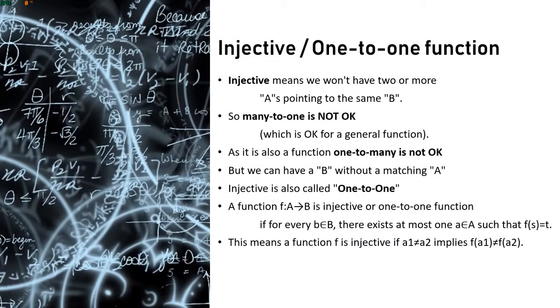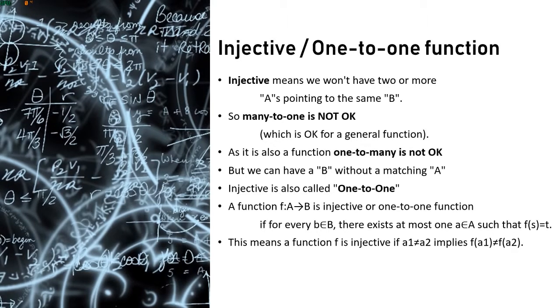Injective or one-to-one function. Injective means we won't have 2 or more a's pointing to the same b. For example, domain A consists of numbers 1, 2, and 3, and those numbers are pointing to the codomain that consists of letters A, B, and C. So many-to-one is not okay, which is okay for a general function. As it is also a function, one-to-many is not okay, but we can have a B without a matching A. Injective is also called one-to-one.